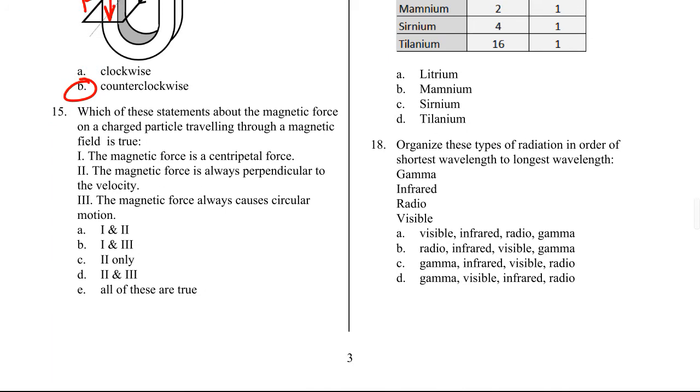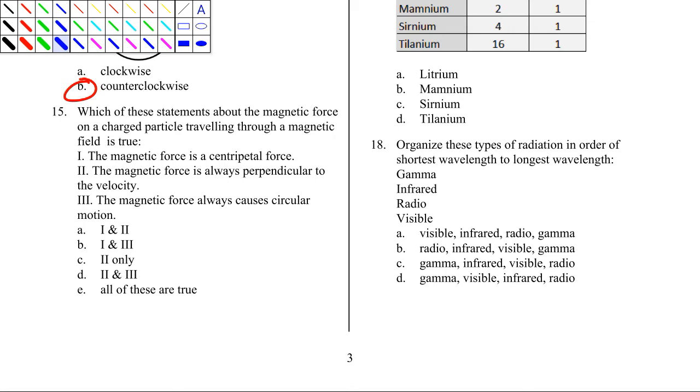Which of these statements about a magnetic force on a charged particle traveling through a magnetic field is true? All right, the magnetic force is a centripetal force. That is a true statement. The magnetic force is always perpendicular to the velocity. That's also true because it's a centripetal force and because it's orthogonal. The force is always orthogonal to the velocity. The magnetic force always causes circular motion. Hey, that's a true statement too. So E is the right answer.